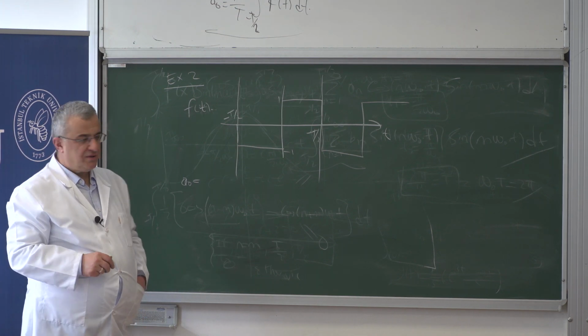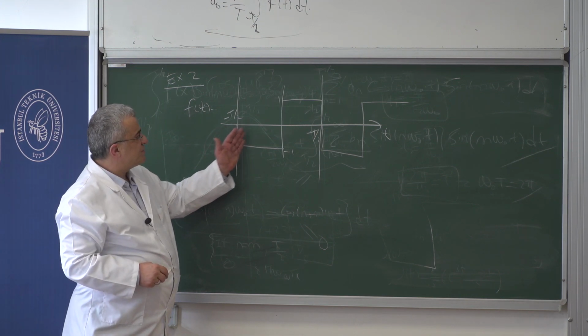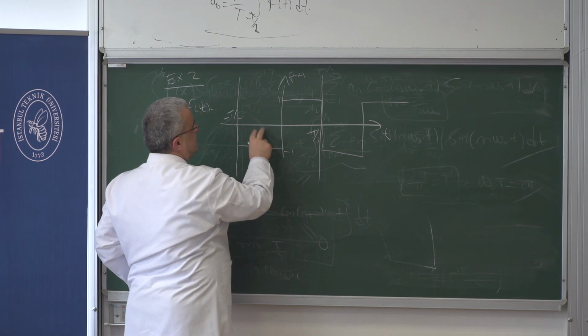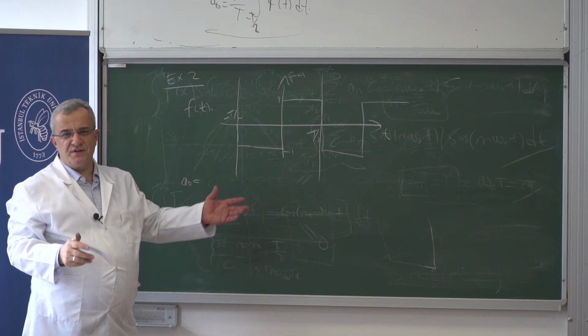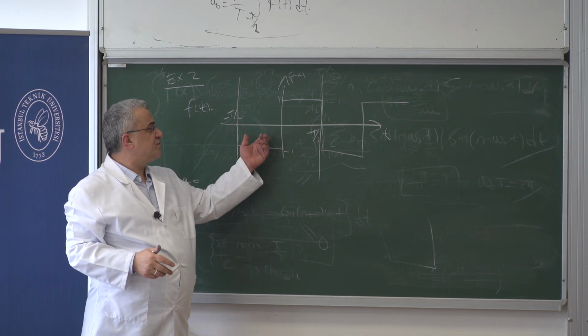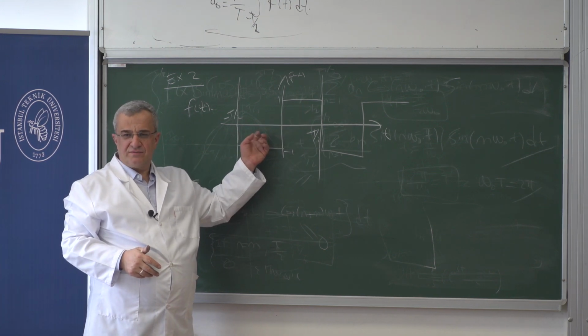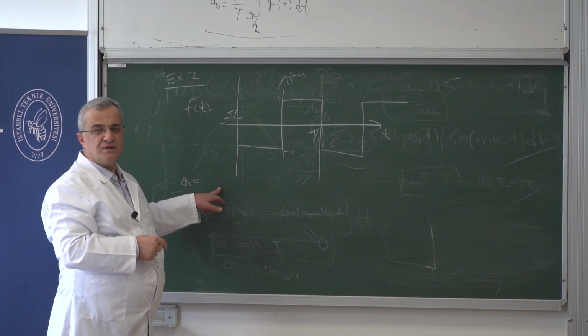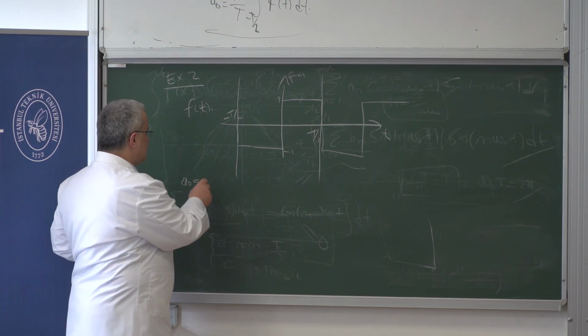Zero. Why? Because the integral of this function, f of x, divided by the length of the interval is 0. This is equal to that, okay? Who understood this? Any problem with this? A0 is 0, okay?